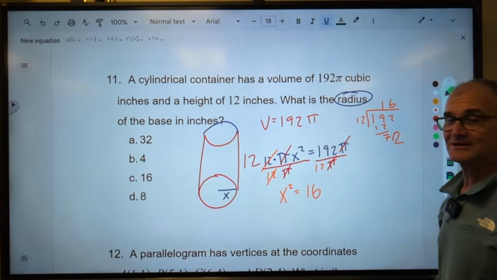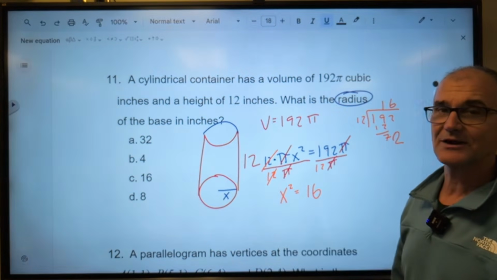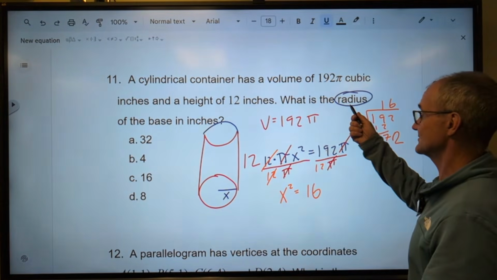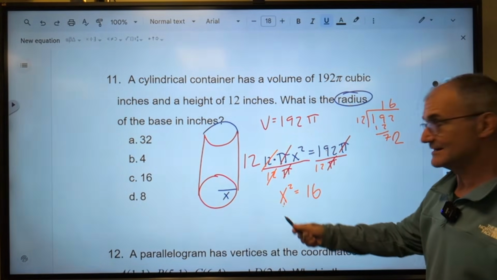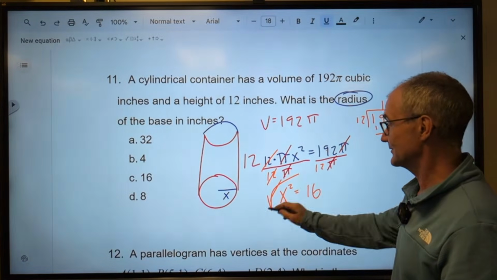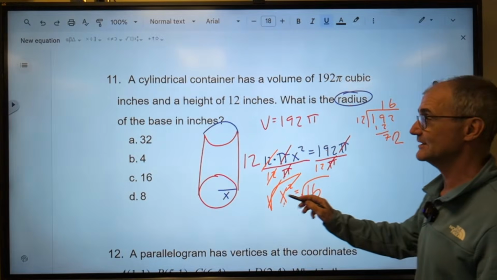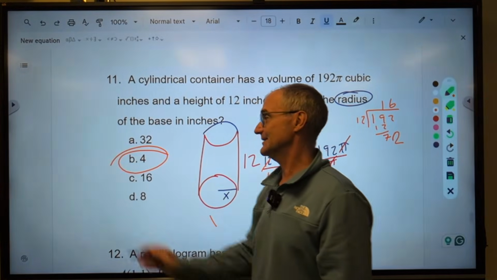You did all this great work. You did 98% of the problem. But the answer is not 16. It is asking you, what is the radius? I got to get x by itself. Square root of this side, boom, boom. I got to take square root of that. X is equal to 4. Correct answer is B right there.